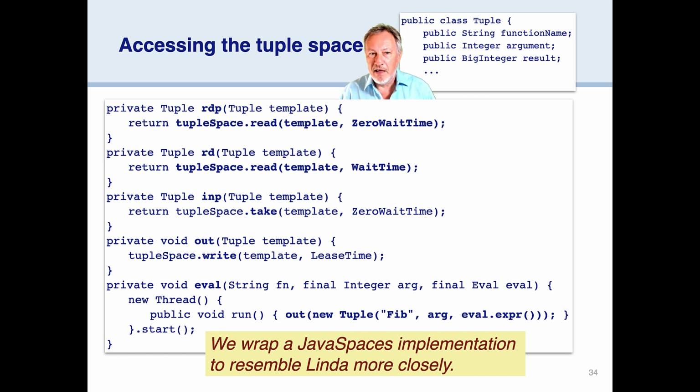Now, I said that I added a very thin layer around the Java Spaces implementation because the Java Spaces API looks a bit different from what Carriero and Gelernter did in Linda. So just to show you, readp is implemented using tuplespace.read, and so on. And inp is tuplespace.take, and out uses tuplespace.write. And eval is going to start a new thread which will run and eventually perform an out of the value of the expression that we computed.